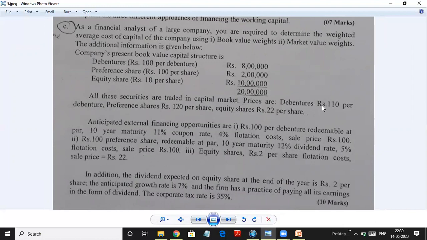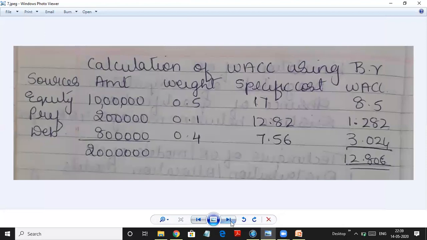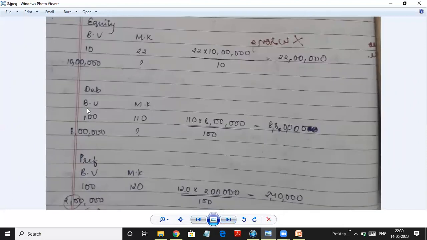Okay, so let's start with debentures. Debenture price is 110. So we solve it like this. Suppose the book value is 100, market value is 110. So the book value of total debentures is 8 lakh. How much will be the market value? You will get 8 lakh 80,000.